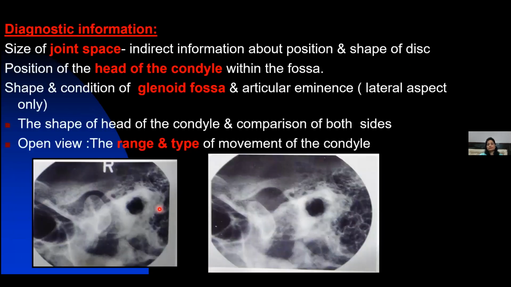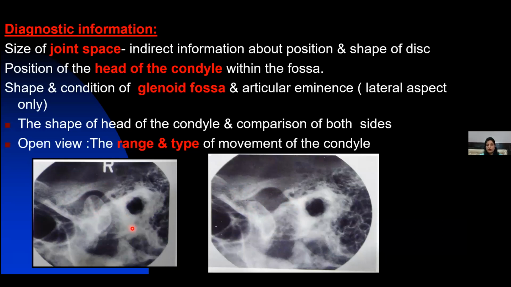So what will you get? See the radiograph. Closed, open. See this? Can you see why it is closed? Because the condyle is lying in the glenoid fossa. This is your articular eminence. So now when the open mouth is there, the condyle is translating. It is near the eminence. Is it clear to everyone?